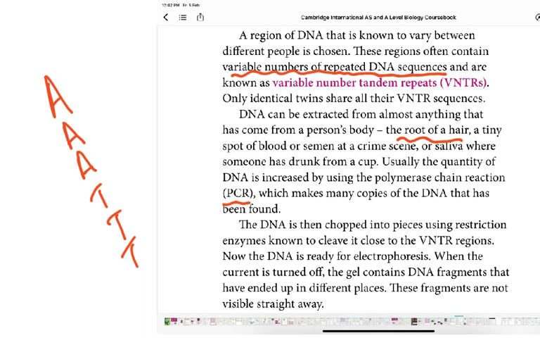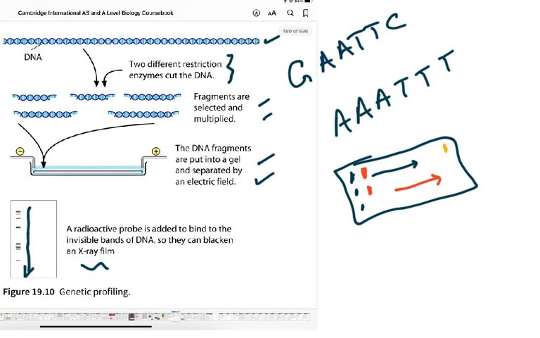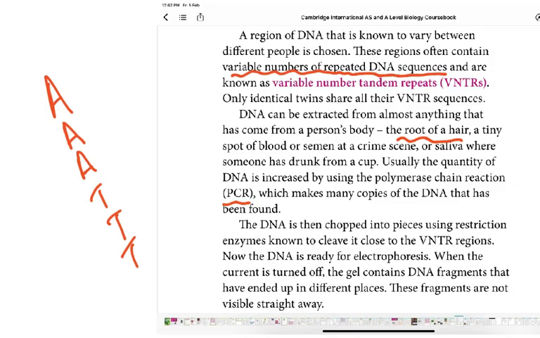When the current is turned off, the gel contains DNA fragments that have ended up in different places. These fragments are not visible straight away, and of course we talked about how we would try to make them visible. So you add radioactive probes, like we just discussed in the previous film, to bind to the invisible bands of DNA so that they can blacken on an X-ray film. So we have now got a gel electrophoresis of DNA.